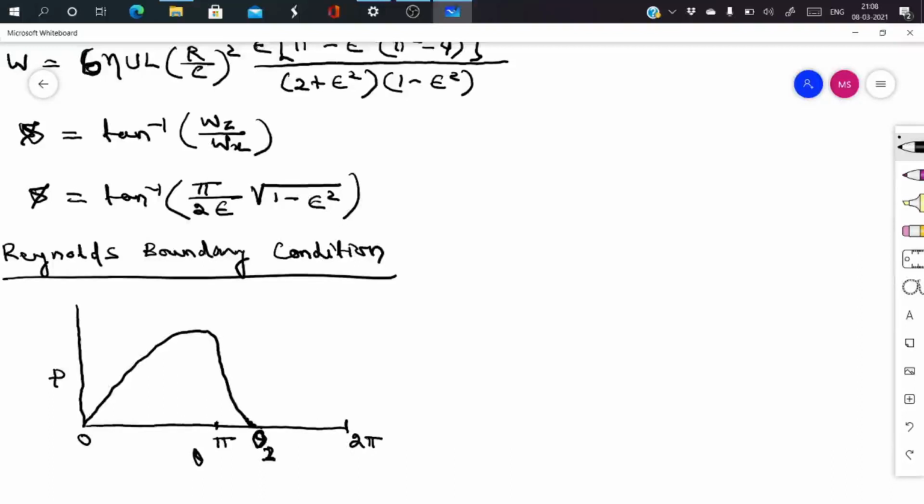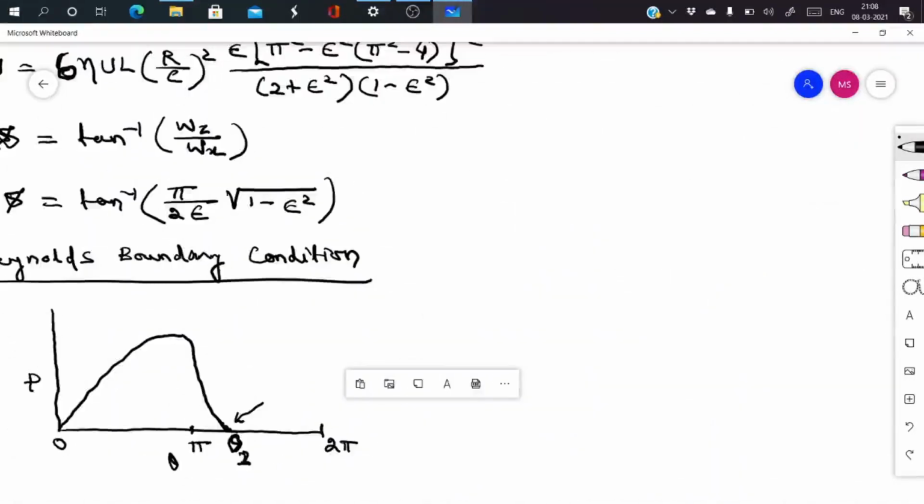So therefore he defines here that there are two boundary conditions at this point: P equal to 0 and del P upon del theta equal to 0. So the pressure as well as the pressure gradient at point theta 2 both are 0.